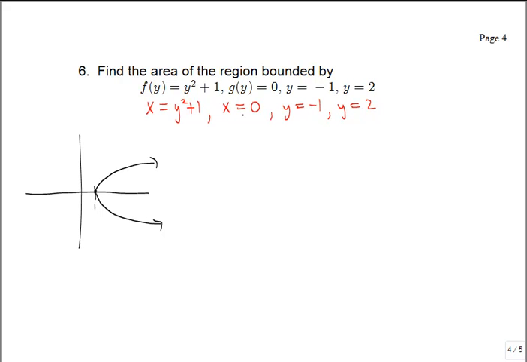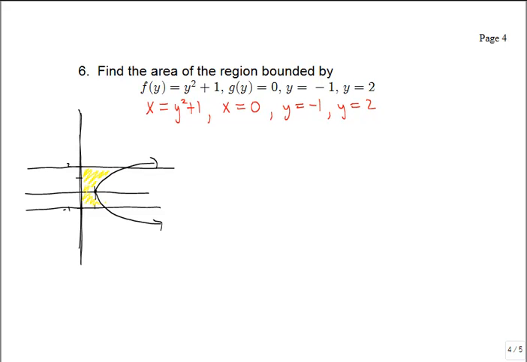Now x equals 0, that's a vertical line through 0, which is just our y-axis, so that would be this right here. Y equals negative 1 is a horizontal line at a height of negative 1. And y equals 2 is a horizontal line at a height of 2. So what region are we talking about that is bounded by this parabola, by the vertical line x equals 0, and between negative 1 and 2 for the y? Well, we're talking about this region right here. It almost looks kind of like the state of Minnesota in terms of its shape.